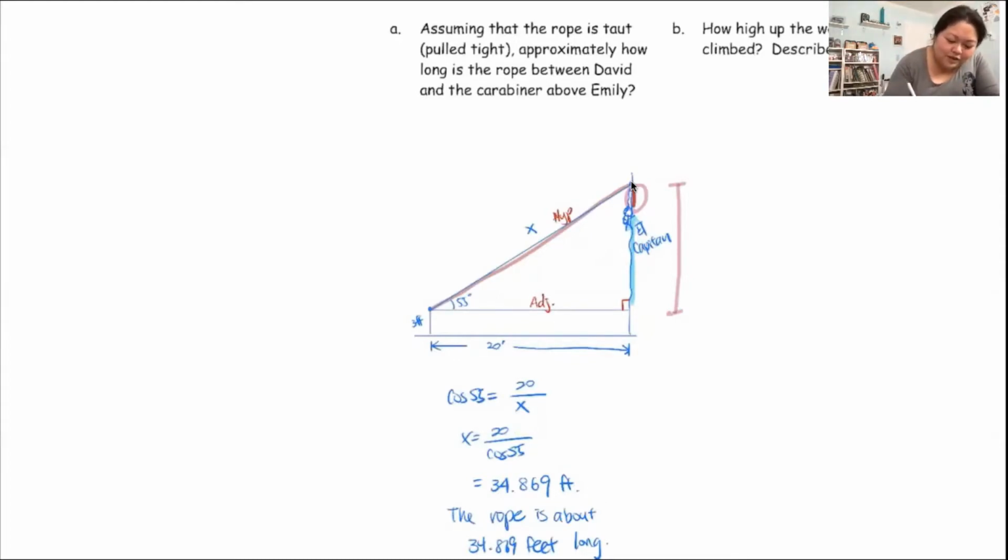Based on this picture, this is my opposite, and I have the value for adjacent. So with opposite and adjacent, I can use tangent. So let's use tangent here. I'm going to say tangent of 55 degrees equals opposite over adjacent. Adjacent is 20. So if you multiply 20 over, 20 times tangent of 55 will give me the opposite side: 20 times tangent of 55 degrees.